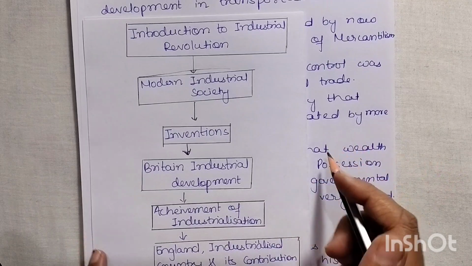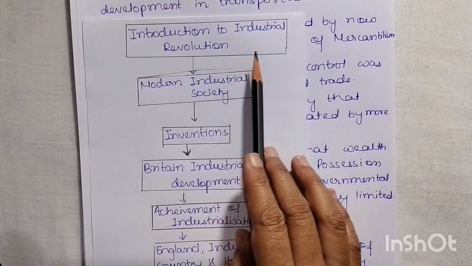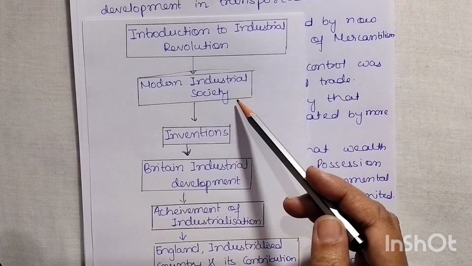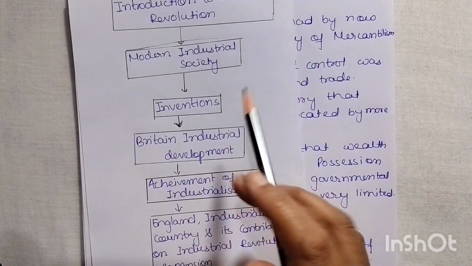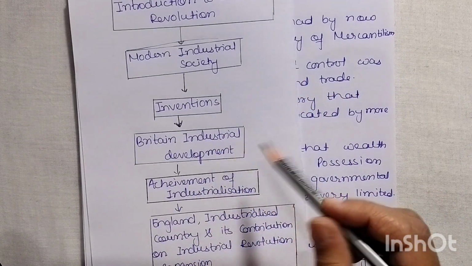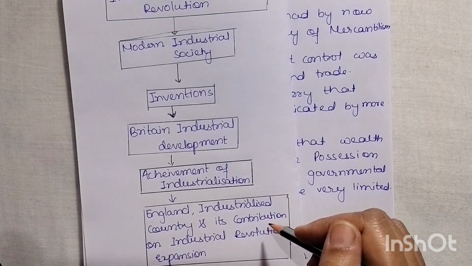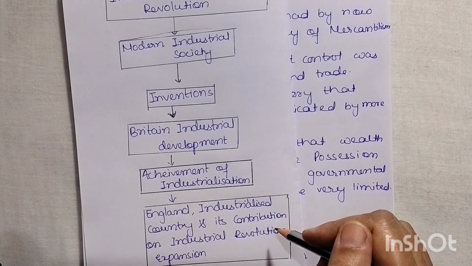So this is the topic we have covered today, where we have seen the introduction to the industrial revolution, how the modern industrial society evolved, and then some inventions, then Britain's industrial development, achievements of industrialization, and what the role of England was and how it contributed to the industrial revolution. Okay, so this much for today.